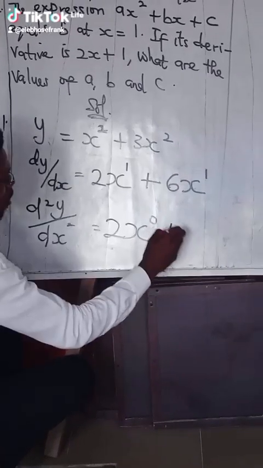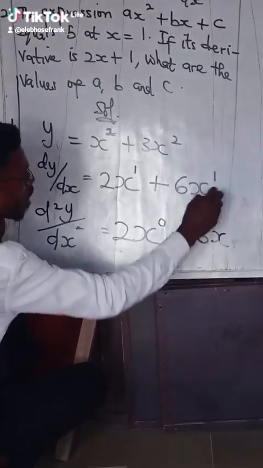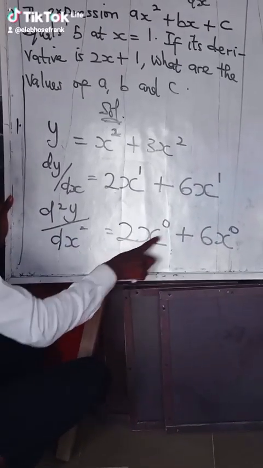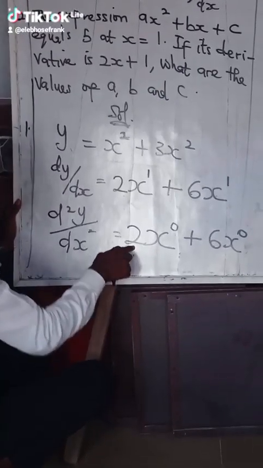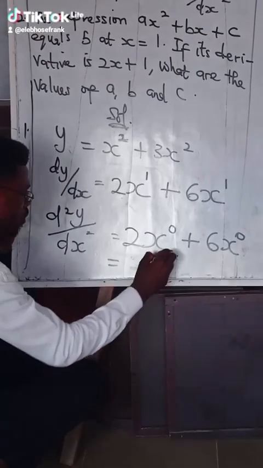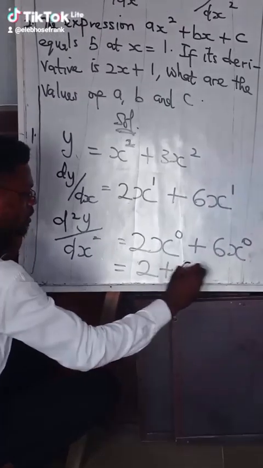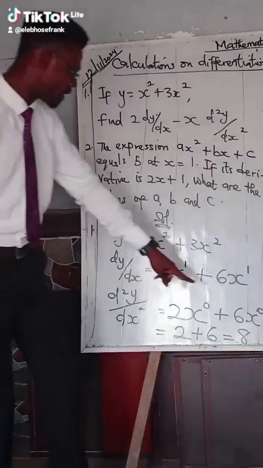Plus 1 again multiplying 6, x raised to power 1 minus 1, that gives us 0. Now don't forget, I told you a letter raised to power 0 equals 1. So this is 2 times 1, that gives us 2. Plus x to power 0 again is 1, 6 times 1 gives us 6. And 2 plus 6 is 8. That means the second order derivative equals 8.